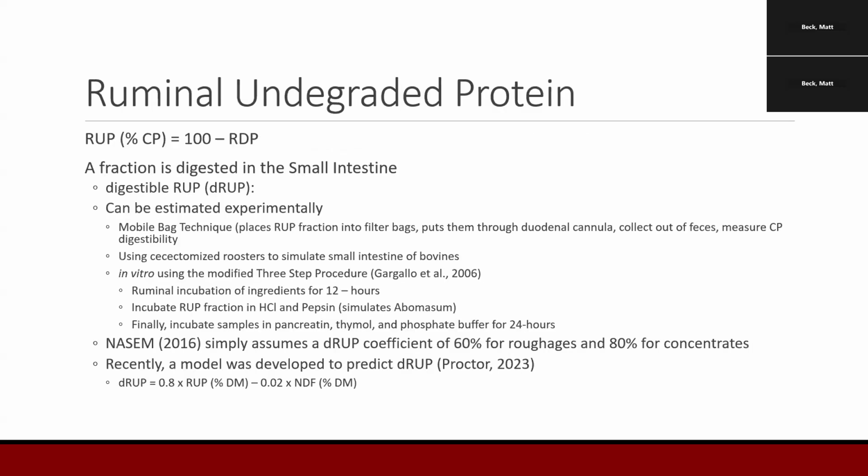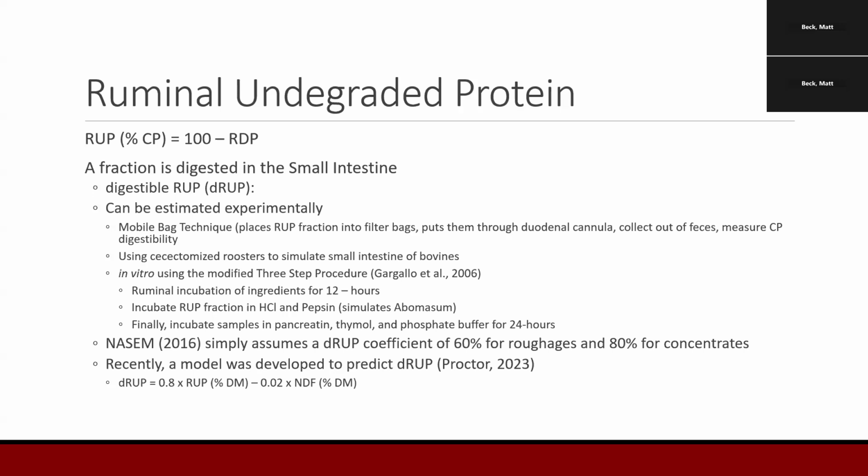All right. This is just going to go over how to calculate RUP. So RUP is 100 minus RDP. Then we can measure the digestible coefficient for RUP. So what percent of that RUP is digestible? A few different techniques exist. We can use the mobile bag technique that takes a duodenal cannulated animal, where the small intestine is cannulated. You guys saw a rumen cannula. This is a cannula in the duodenum, in the small intestine.